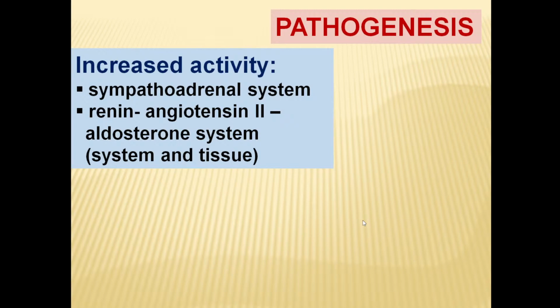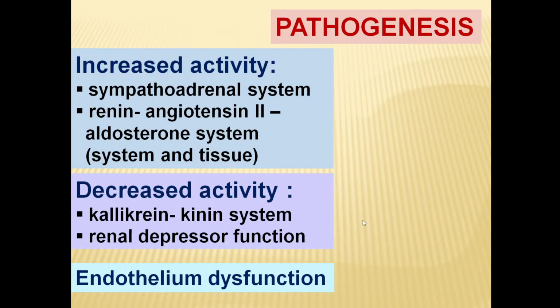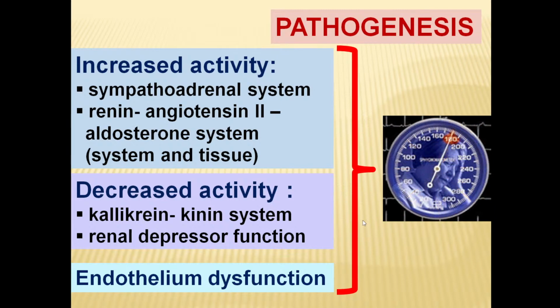Pathogenesis. Blood pressure increases due to increased activity of the sympathoadrenal system and the renin-angiotensin-aldosterone system, in other words, the pressor mechanism I told you about. When the activity of depressor factors decreases, there is decreased activity of the kallikrein-kinin system and renal depressor function. Plus endothelial dysfunction, an inadequate response to any situation, and we have a patient with high blood pressure.